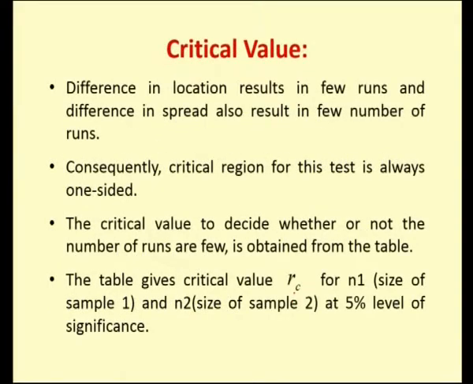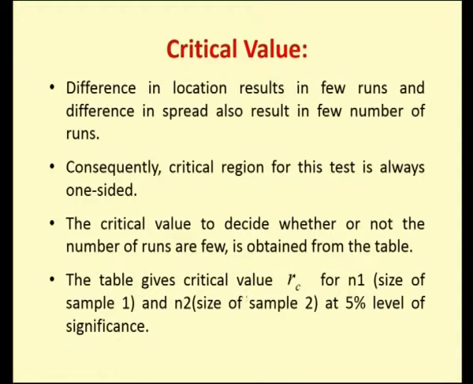For the critical value: a difference in location results in few runs, and a difference in spread also results in a small number of runs. Consequently, the critical region for this test is always one-sided. Though you are considering two sets, it is going to be one-sided only. The critical value to decide whether or not the number of runs is few is obtained from the table.